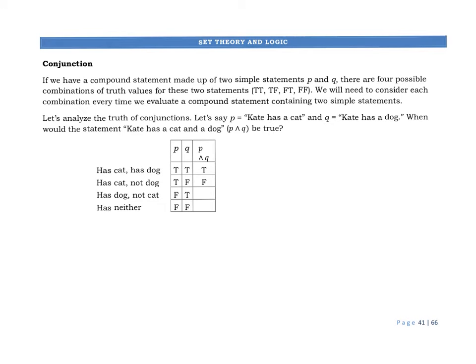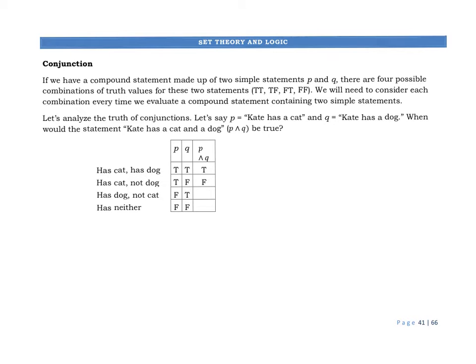The next one is a conjunction. If we have a compound statement made up of two simple statements P and Q, there are four possible combinations of truth values for these statements. We will need to consider each combination every time we evaluate a compound statement containing two simple statements. So we're going to look at the truth of conjunctions. Kate has a cat, Kate has a dog. Remember, conjunction would be and. So if somebody's claiming to have both a cat and a dog, both would have to be true. Both simple statements would have to be true for the entire compound statement to be true.